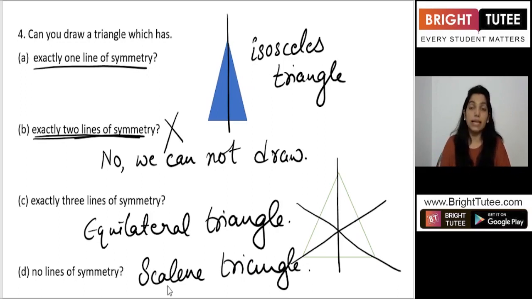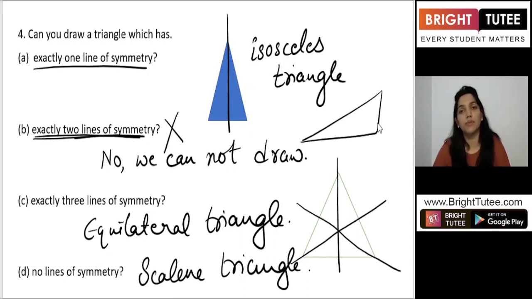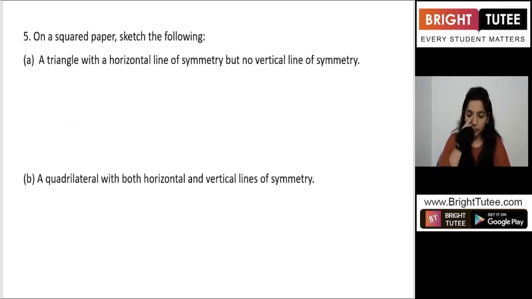I hope you know what a scalene triangle is, where all the sides that you have are of unequal measure. So if I'm drawing here, say this is a scalene triangle, all the sides are of different length, right? The next one is, on a squared paper, sketch the following. We need to sketch a triangle with a horizontal line of symmetry but no vertical line of symmetry.